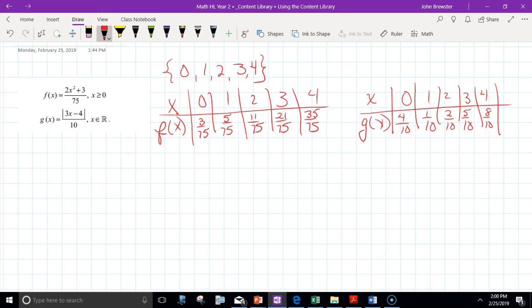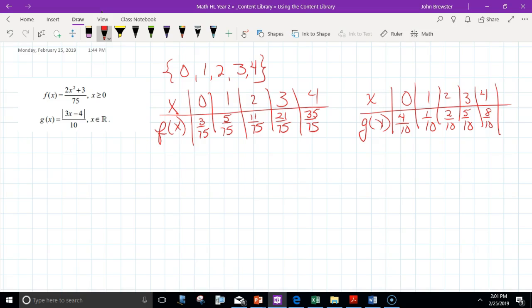Now the problem says determine which, f or g, could be a probability distribution. Well, it can't be g, and the reason is, if you look at it, the numerators add up to be more than 10. Remember, the bottom row represents the probabilities, and the sum of the probabilities has to equal 1.